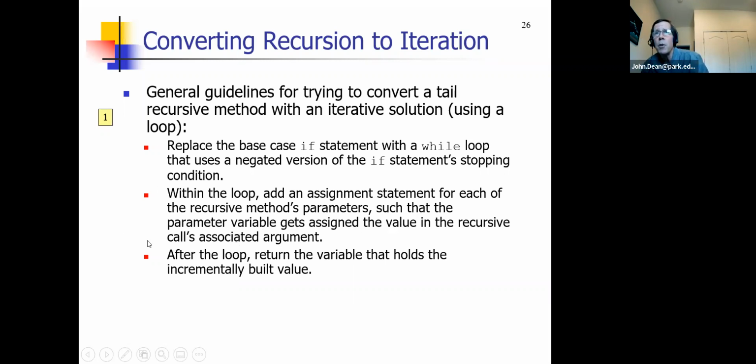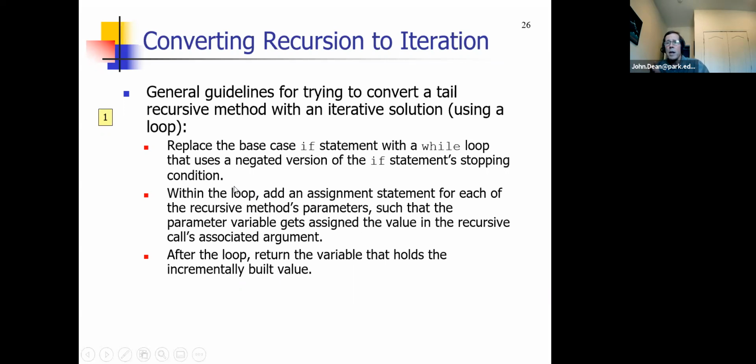Okay, there's a lot of confusing words here, I think. When we look at the example, hopefully this will make more sense. Basically, we're going to do what we talked about in the previous slide. We'll do an assignment for the parameter or parameters. After the loop, we're going to return the variable that holds the incrementally built value. So remember in the previous example, we had a result variable. Yeah, we're going to return the result variable. Okay, so that's the idea.